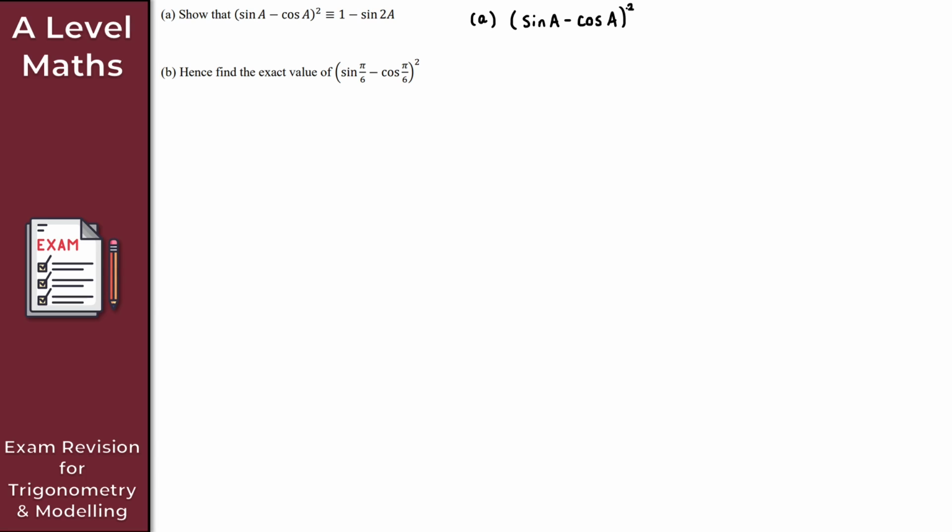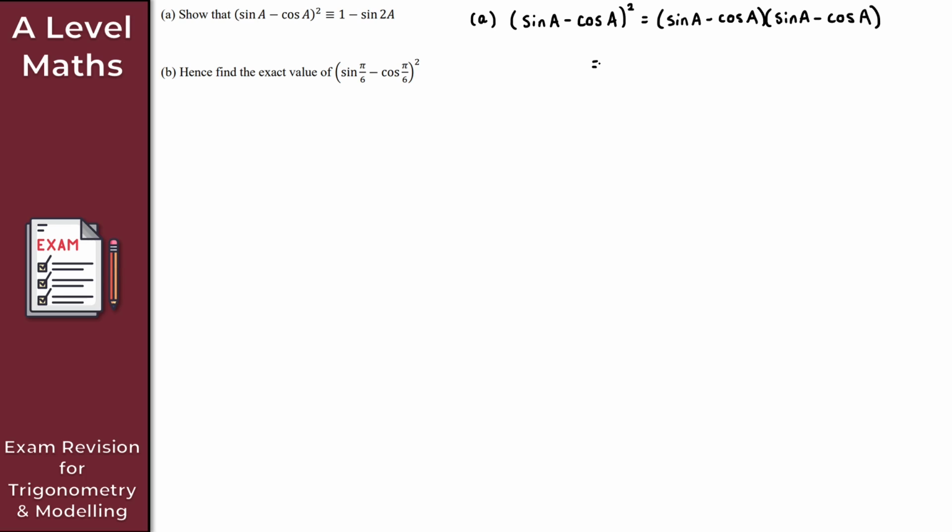squared. Okay, so this here then is just the same as sine A minus cos A times by itself again. So sine A minus cos A, like so there. Okay, and what we can do here then is just expand these double brackets, right? Using FOIL or any method that you're familiar with, but that should hopefully be, at this point, very straightforward. So if we do that here then, what do we get?